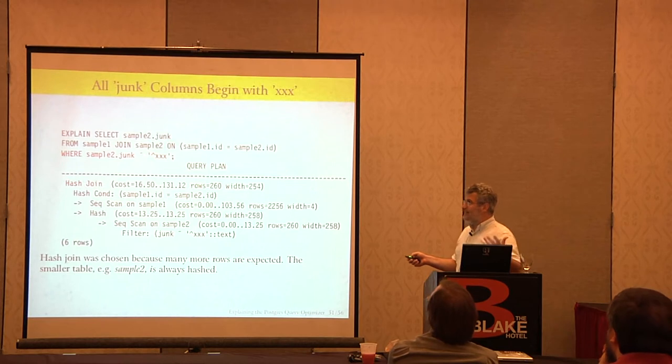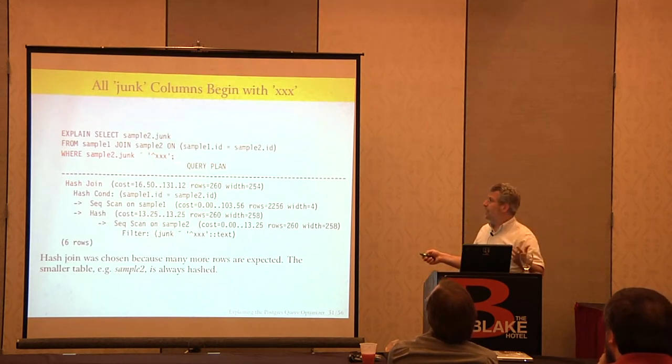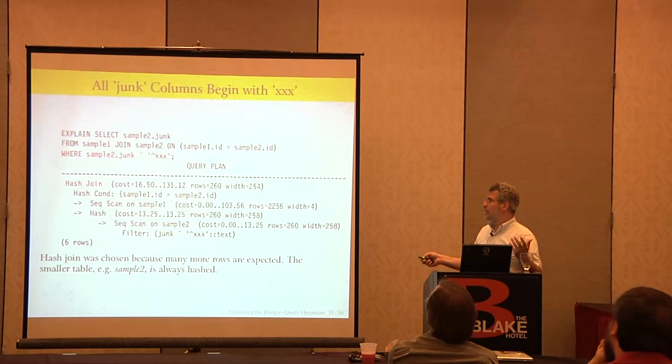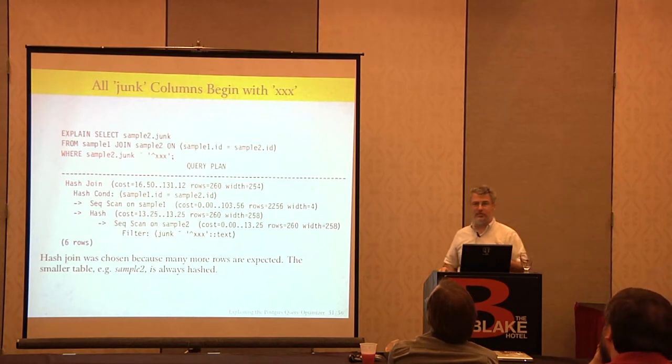If I look for actual X's, then I start to see some heavy lifting. It's now going to do a hash join. It's going to hash the one side because it knows we're in for some serious work. And it knows that these tables are going to return a lot of rows.